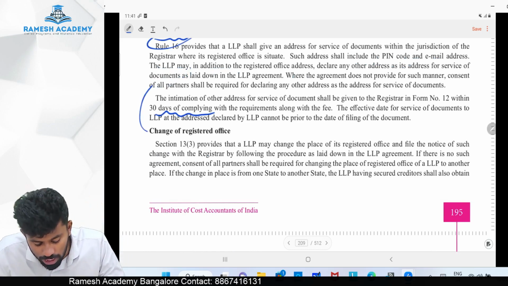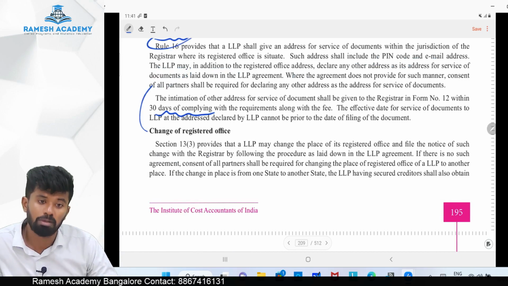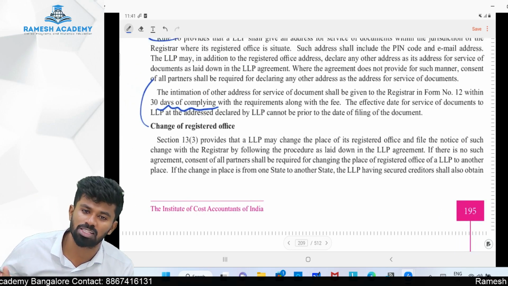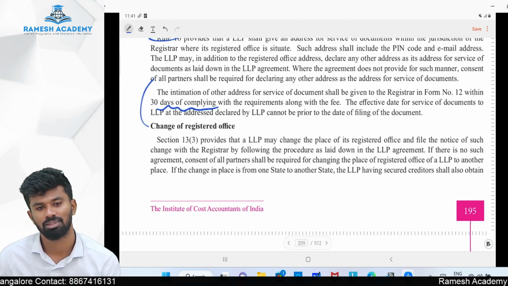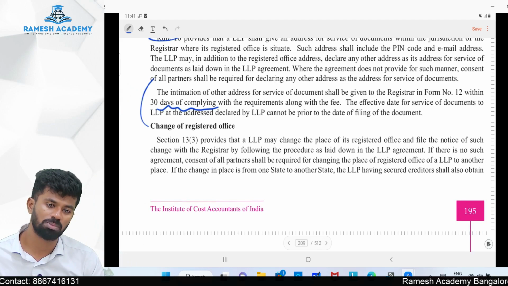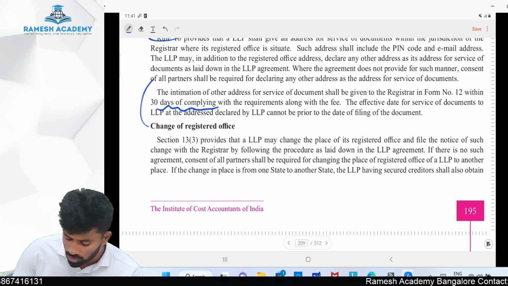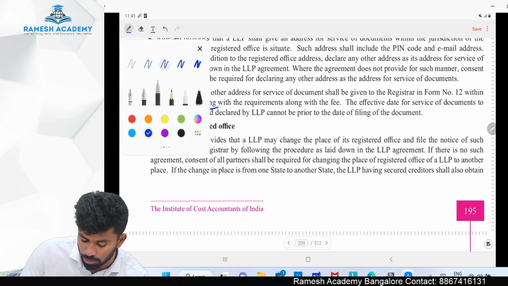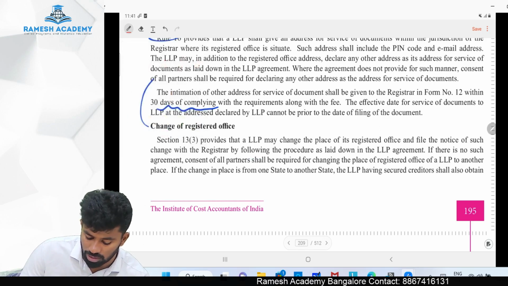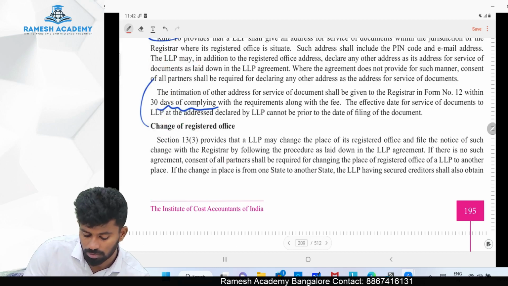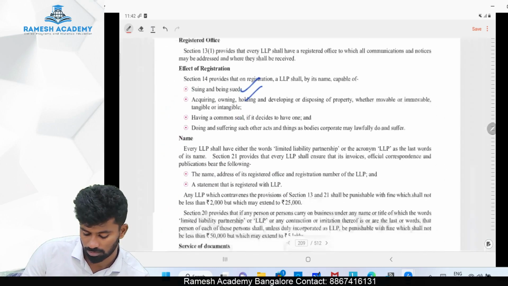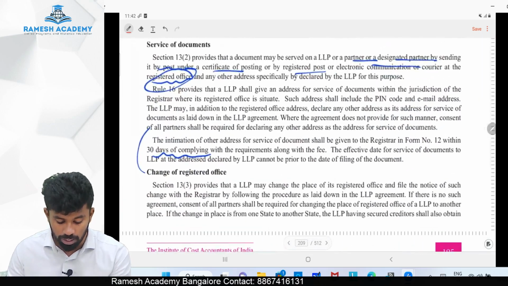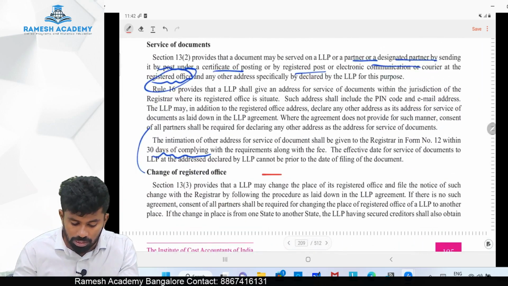Can an LLP change the registered office? Yes, by following the procedure laid down in the LLP agreement. But in the case of a company, it has to be done as per what? Companies Act. But in this case, it has to be done as per the LLP agreement. If there is no such agreement, the consent of all the partners shall be obtained. Most important, you can change the registered office as per what? LLP agreement.